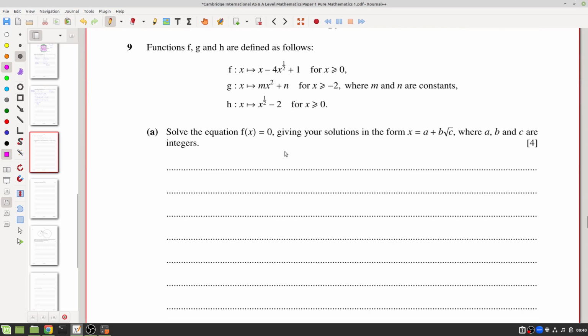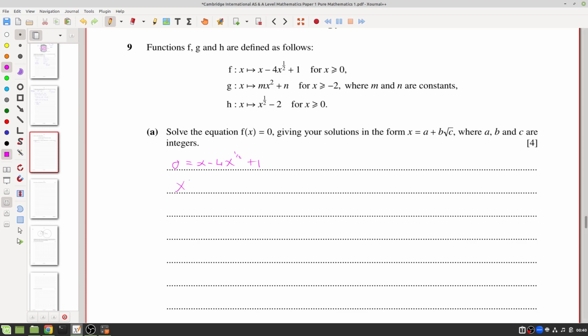So we've got two functions. The functions f, g, and h are defined as follows. Solve the equation f of x equals 0, giving your solution in this form. So f of x equals 0, so 0 equals x minus 4x to the power half plus 1. We see this is a quadratic equation because this exponent is double that exponent.